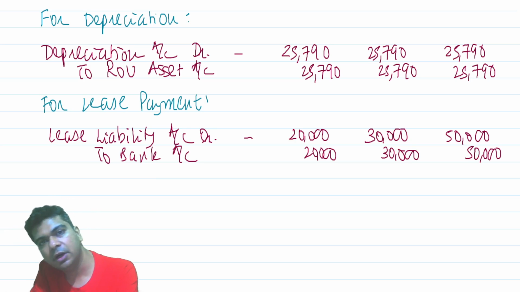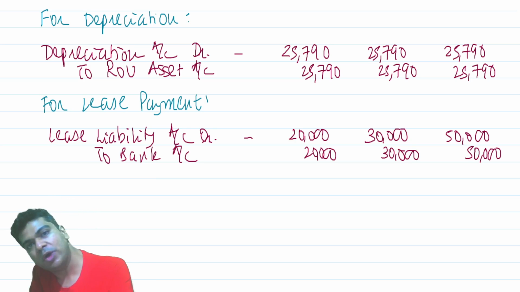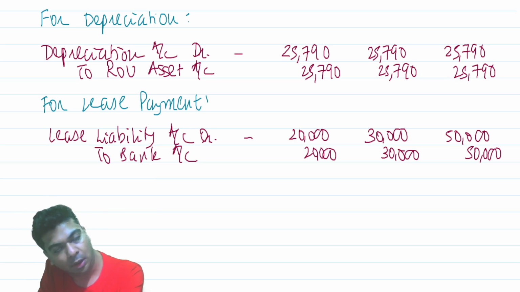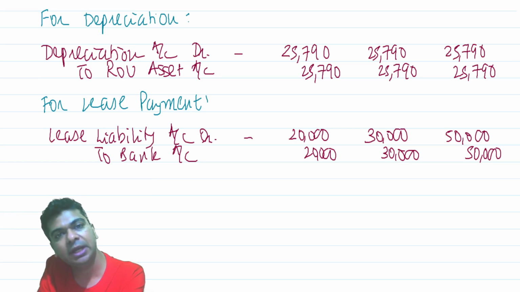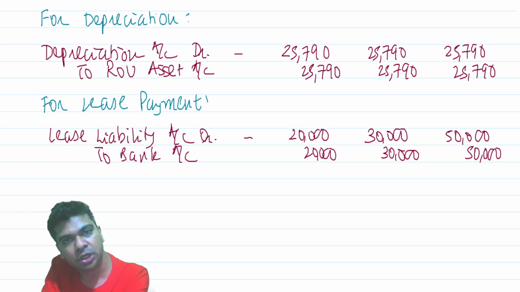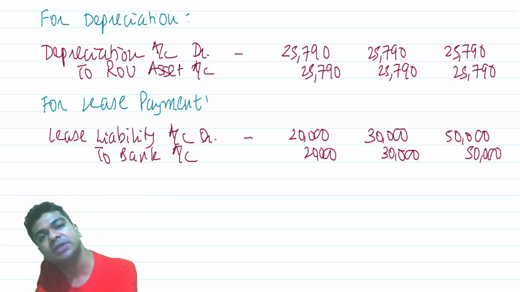Finally, at the end of the third year, what will happen is your ROU asset will be fully depreciated, so it will be removed from your balance sheet, and your lease liability will be fully repaid, so that will also be removed from your balance sheet. And of course, the interest expense and the depreciation should be debited to the profit and loss account each year.